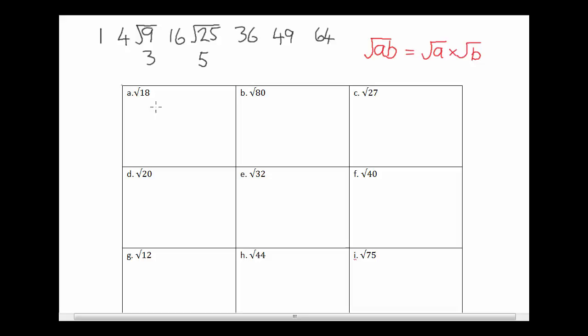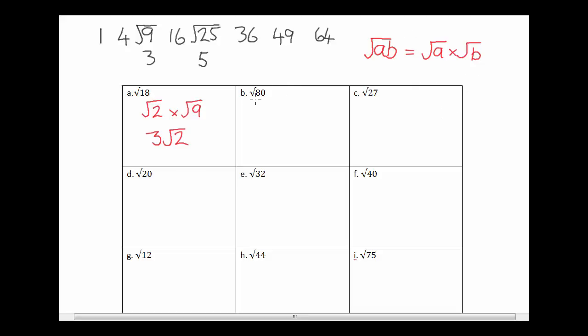Right, so if we look at the very first question, it's essentially saying, well, how can we simplify this? So we think about the factors, so I could say that's the same as the square root of 2 times the square root of 9. Now, if we actually take the square root of 9, that's 3, so we can simplify that just to be 3 root 2.